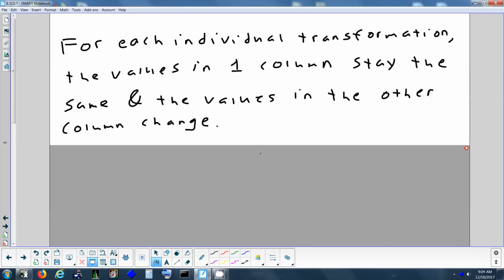So say, for example, in the problem it says to do a vertical shift up 5. That's going to be it. Just a vertical shift up 5. So if you think vertical, vertical is the y-axis. So if you do something vertical, the y's are going to change, the x's stay the same.